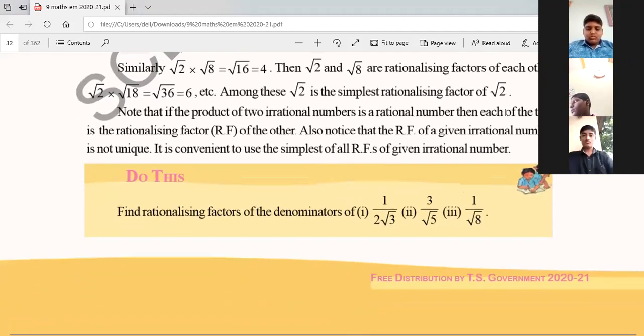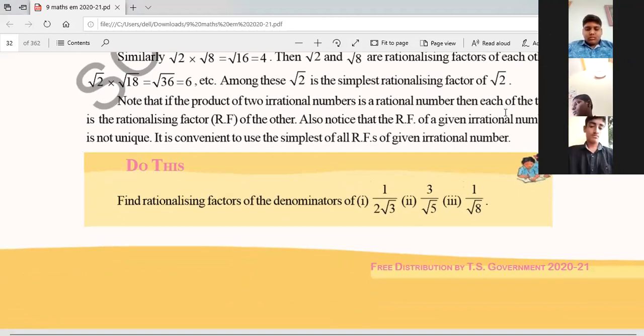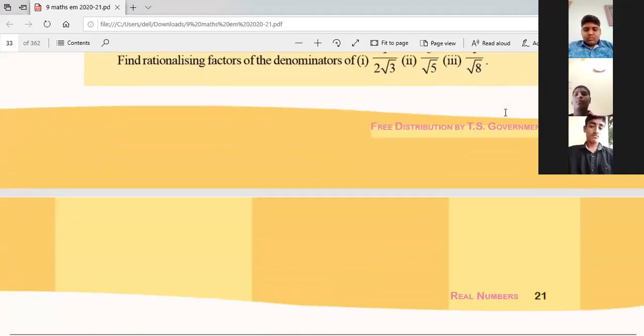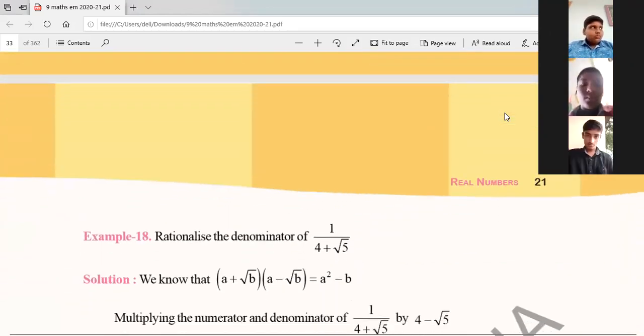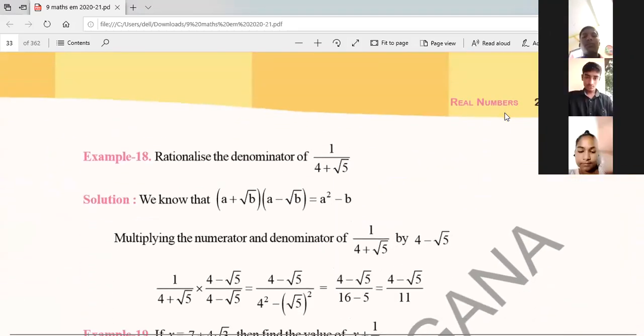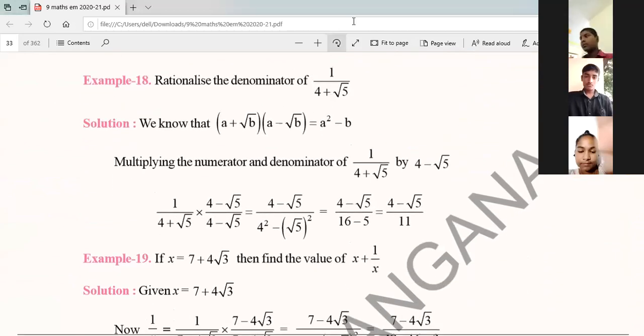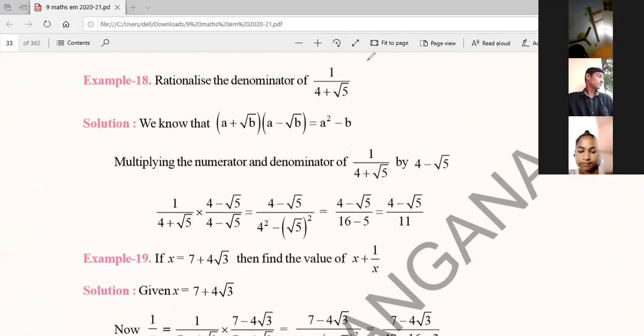Find the rationalizing factors of the denominators 1 by 2 root 3, 3 by root 5, and 1 by root 8. We'll discuss that later. Before going to that, let us see some problems here. Rationalize the denominator of 1 by 4 plus root 5. This is an example question. I will give you the exercise problems as homework. So please observe carefully here.